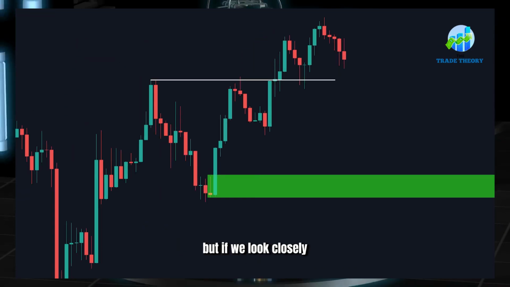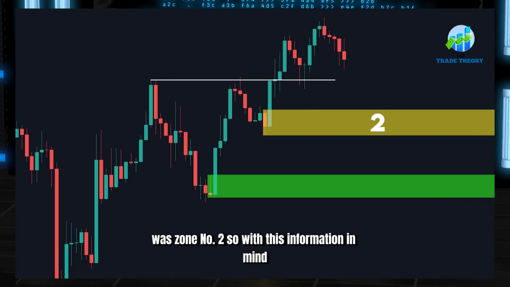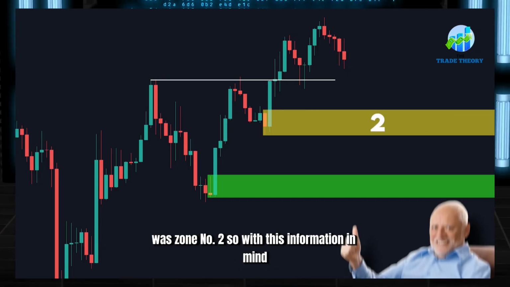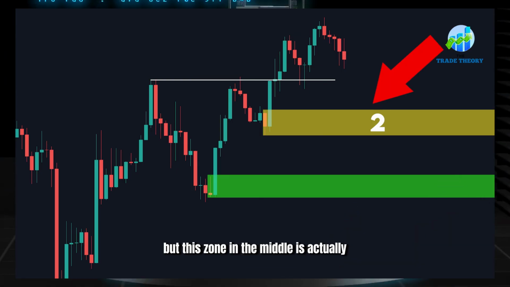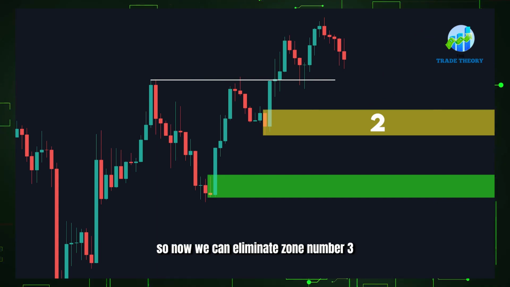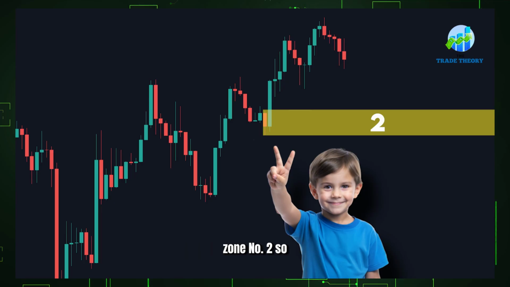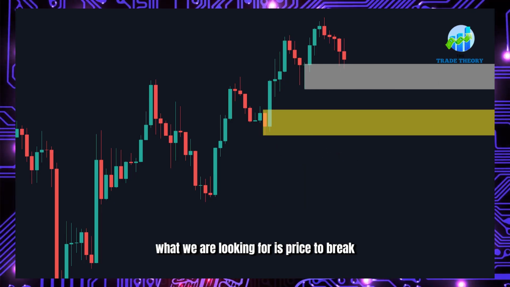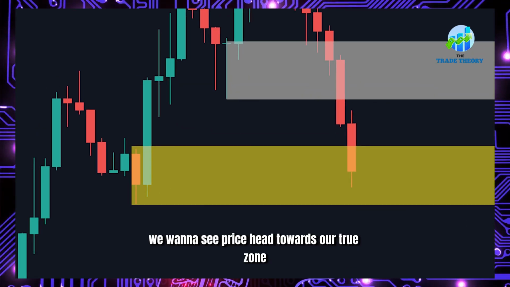But if we look closely, the zone that actually did end up breaking this high was zone number 2. So with this information in mind, this lower zone may not be as strong as it appears to be, but this zone in the middle is actually the strongest zone. So now we can eliminate zone number 3 and truly focus on the strongest zone, zone number 2. So what we are looking for is price to break this inducement zone right here. After breaking this inducement zone trap, we want to see price head towards our true zone.